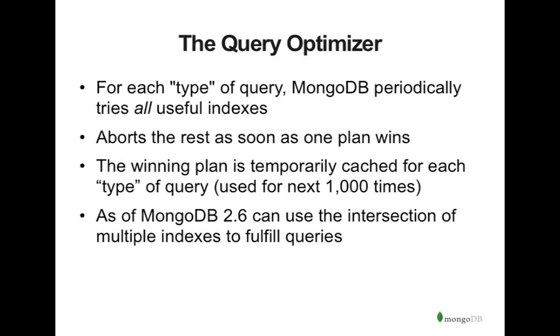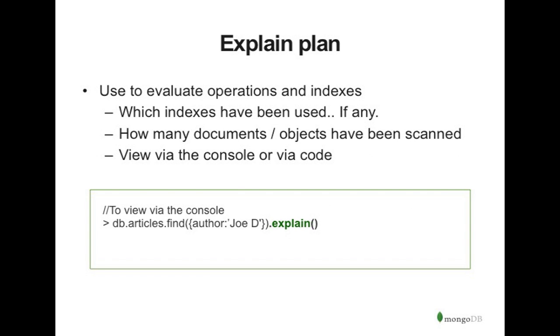As of MongoDB 2.6, the index intersection feature can try to use multiple single field indexes to fulfill queries. And the way to evaluate queries is the explain plan. This is similar to the explain plan available in most mature RDBMS. This is how you evaluate whether an index is being used or not, how many documents are scanned, how many objects are scanned.